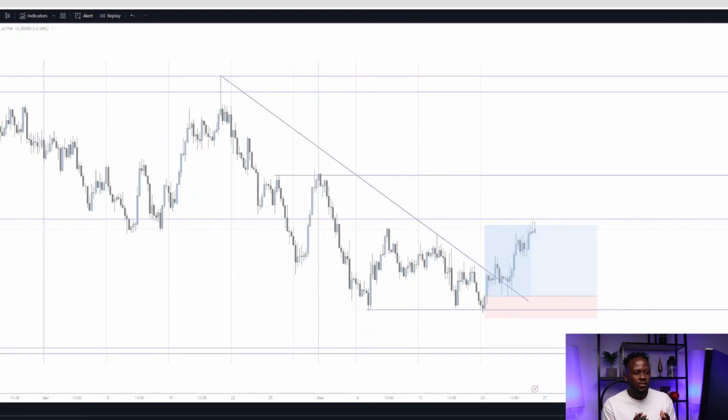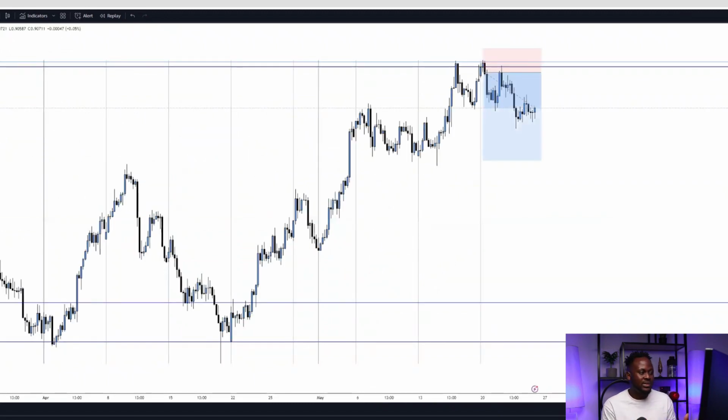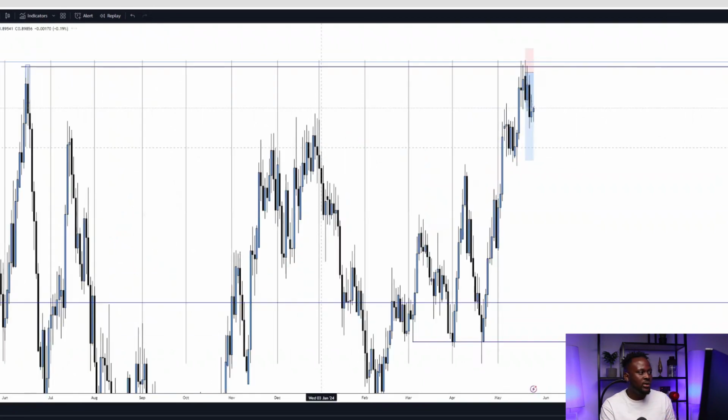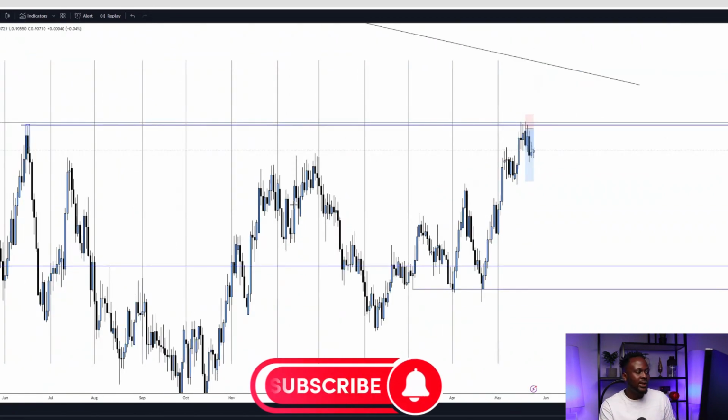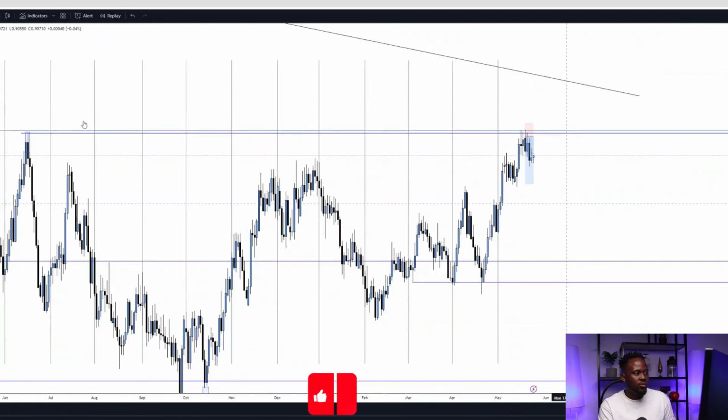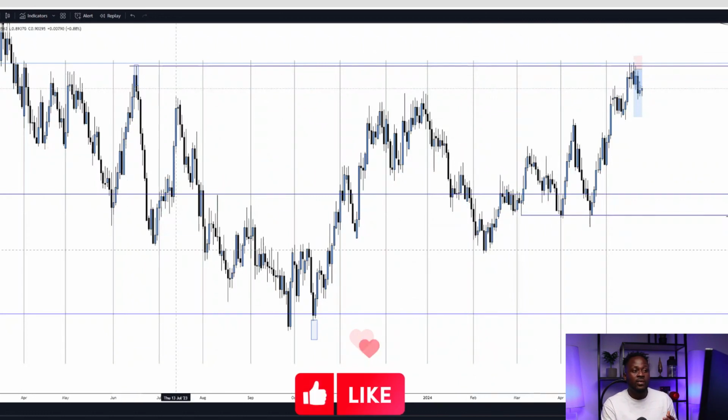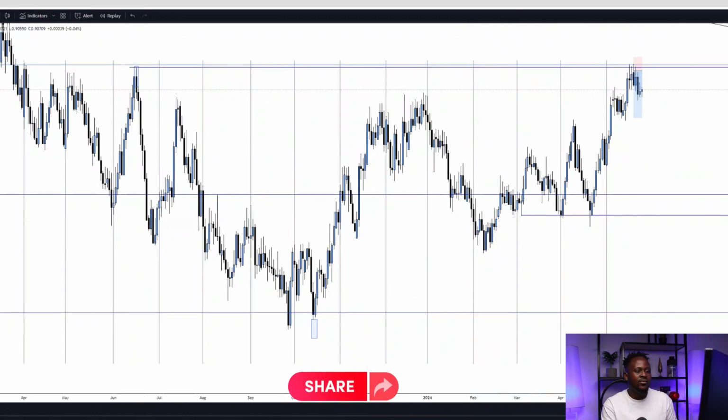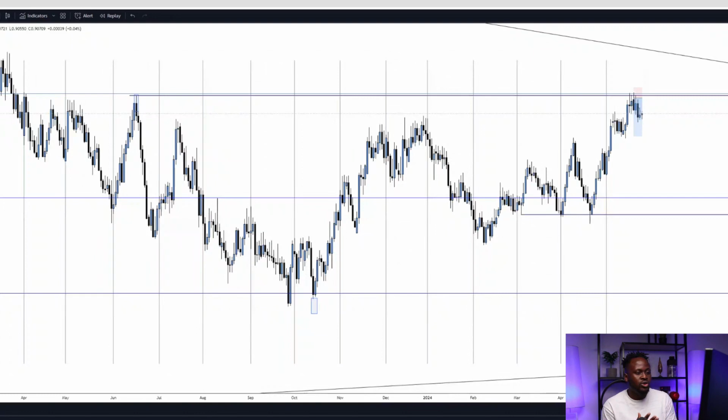AUD CAD also came from a simple concept of a resistance, but this is just not any ordinary resistance, because if you go on a daily time frame, you can see that when price reacted from this level, it traveled all the way down for a very long time. So it makes that level a very good and opportune level.